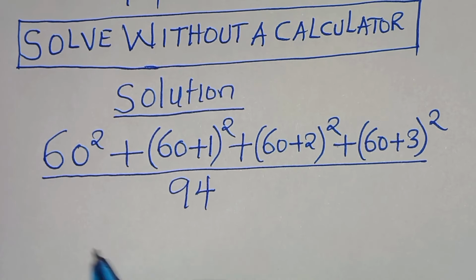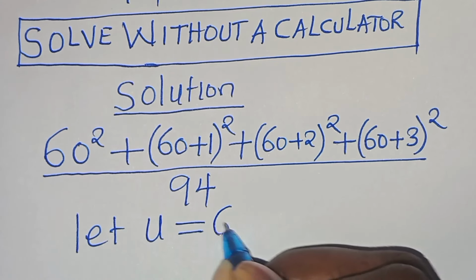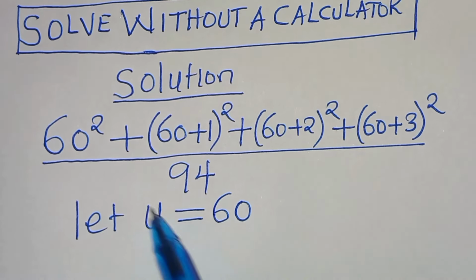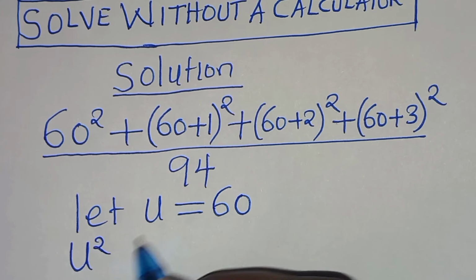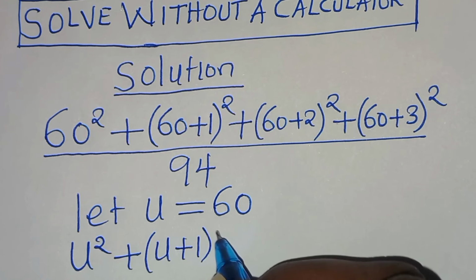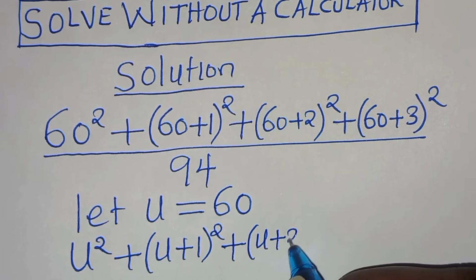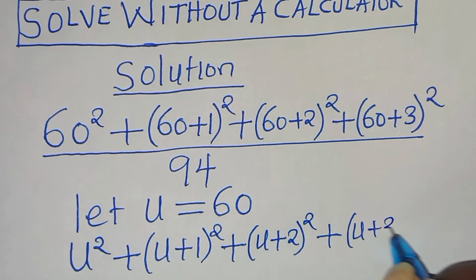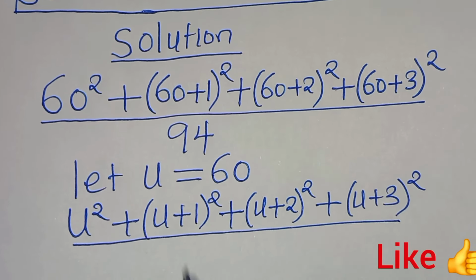Now the next step is that we can let u be equal to 60. So let's substitute where we have 60 here with u. So that now in the numerator we have u squared plus (u plus 1) raised to the power of 2, then plus (u plus 2) raised to the power of 2, then plus (u plus 3) raised to the power of 2, then everything here divided by 94.